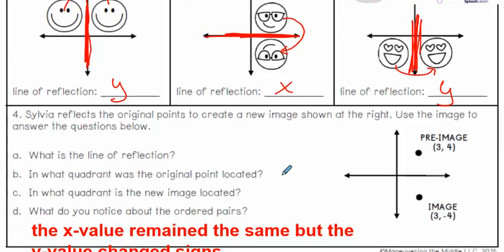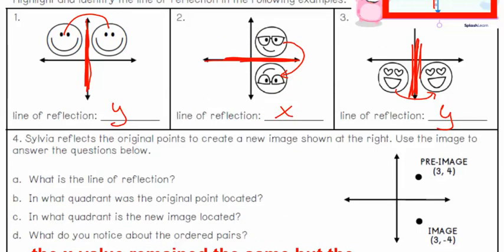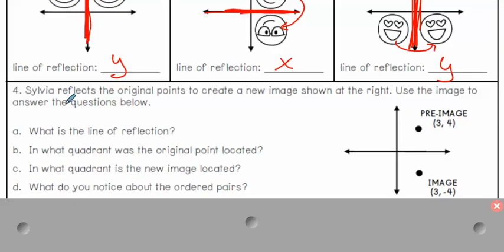All right, so let's look at a couple pictures here. Sylvia reflected the original point to create a new image shown to the right. So this is the pre-image. This is where you started, and then you moved to that one. So first of all, what is the line of reflection? Am I going over the x-axis or am I going over the y? I'm going over the x-axis. That is my x-axis. So I'm going over the x.